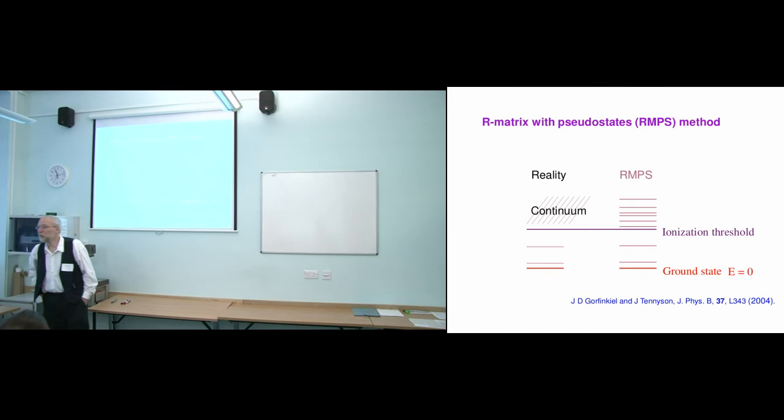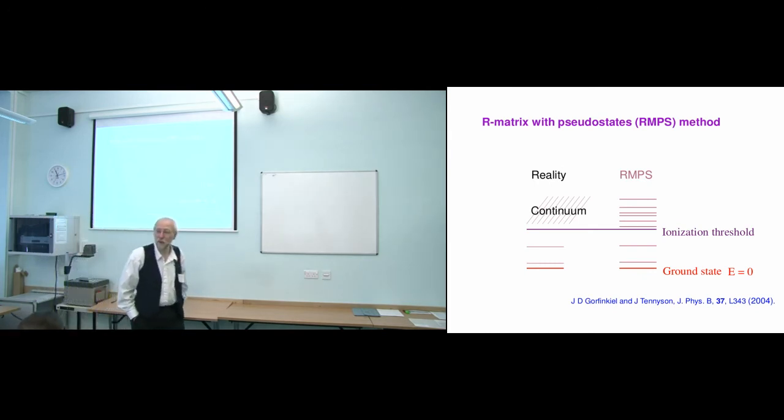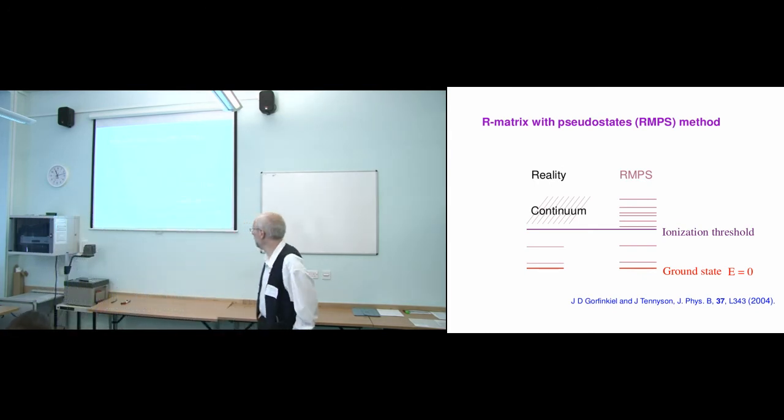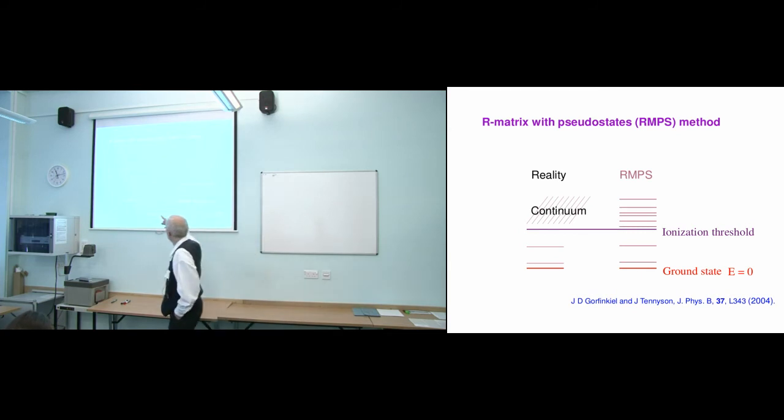And it's probably easier to see what we're talking about here pictorially. So reality is this is actually C2 minus, which has a finite number of target states, and then you have a continuum above it. The pseudostate representation of this is the same finite target states and then a discretized continuum, looking like that. And that's clearly a cartoon.